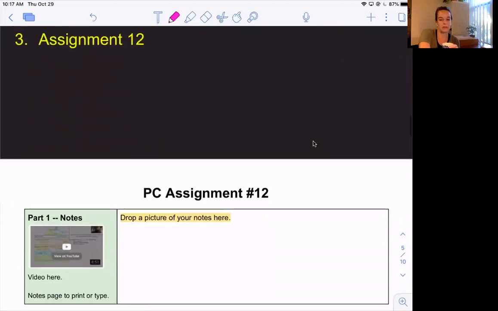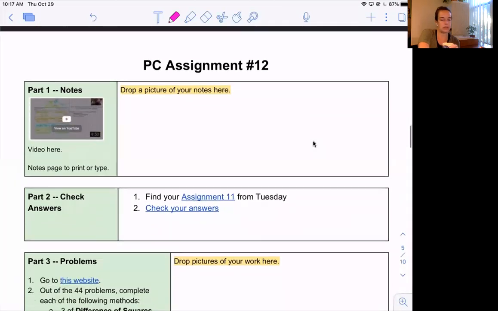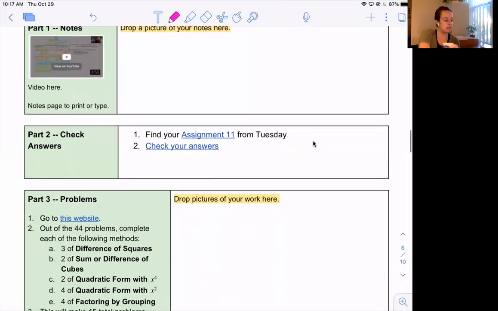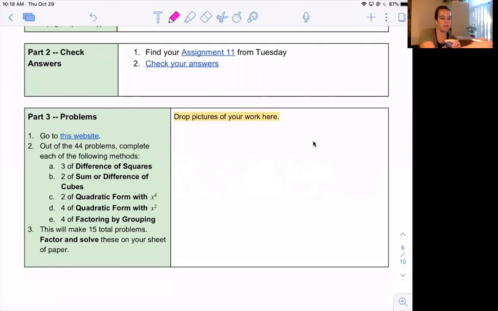So for your homework, you're going to drop in a picture of your notes. You're going to check your answers from assignment 11. And then for part 3, this is going to have this website right here. It's going to have 44 problems on it. You're not doing all 44. You're just going to do 15 of them.